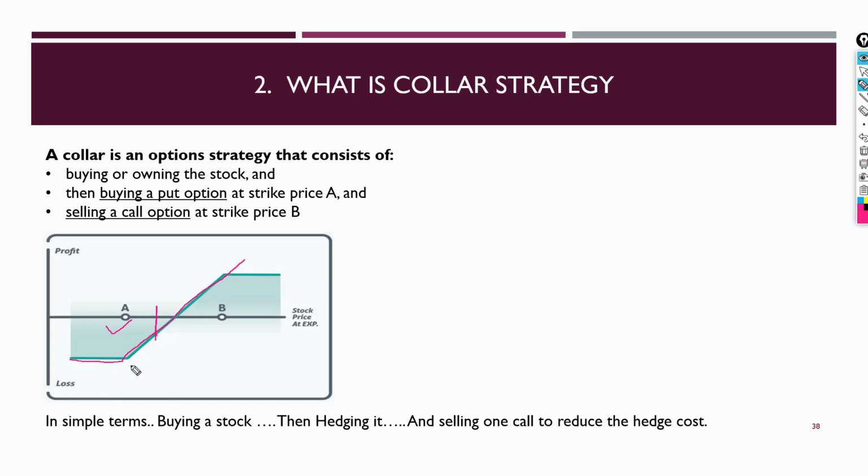Now to reduce the cost you paid for buying this put, what do you do? You sell a call at strike B. Now what happens? You recovered the put cost you paid to hedge it, but your upside will be capped now and your downside cost will reduce this way. So the final payoff structure will look like this. Downside is also capped, your profit is in between, and then upside is also capped. So in simple terms, this is buying a stock, hedging it, and then selling a call to reduce the cost.